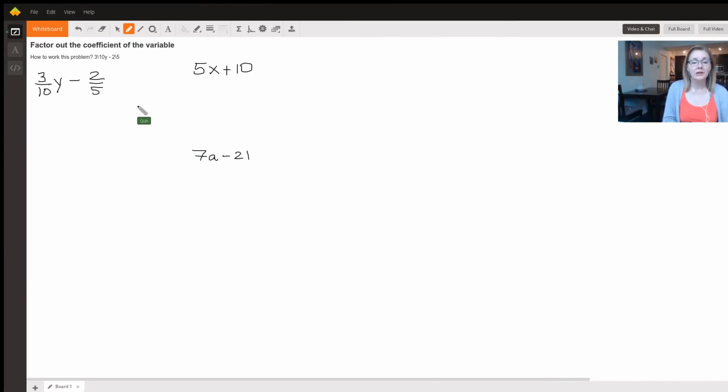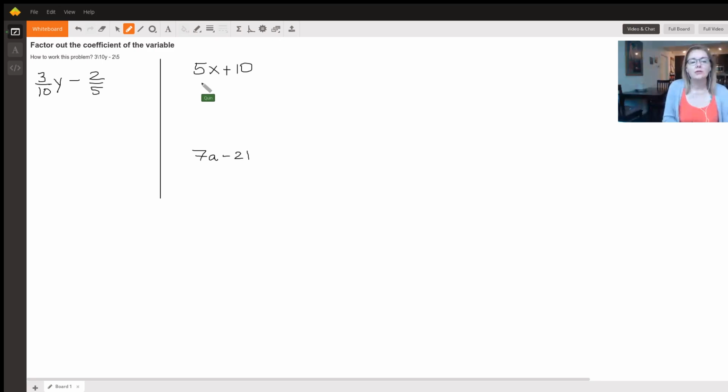We're asked to factor out the coefficient of a variable from the polynomial 3/10y − 2/5. And this one looks a little intimidating because it has some fractions in it. So before we actually do that, I am going to come off to the side and we're going to look at a couple of examples of factoring out the coefficient of a variable from a polynomial that don't have fractions. And then we'll get back to the fraction question.